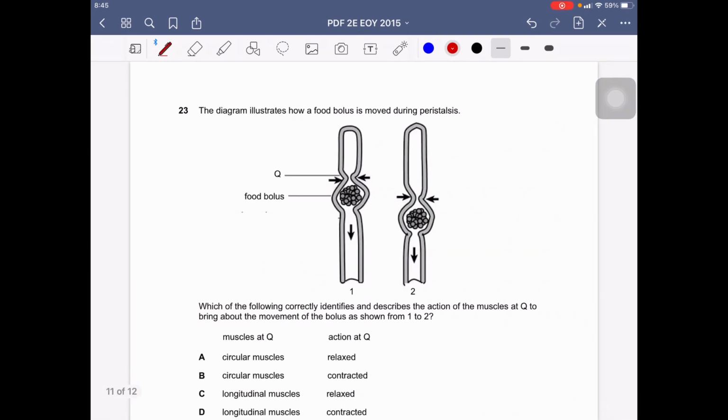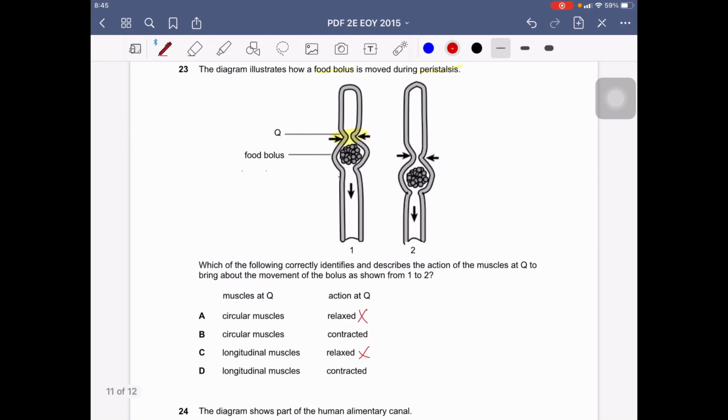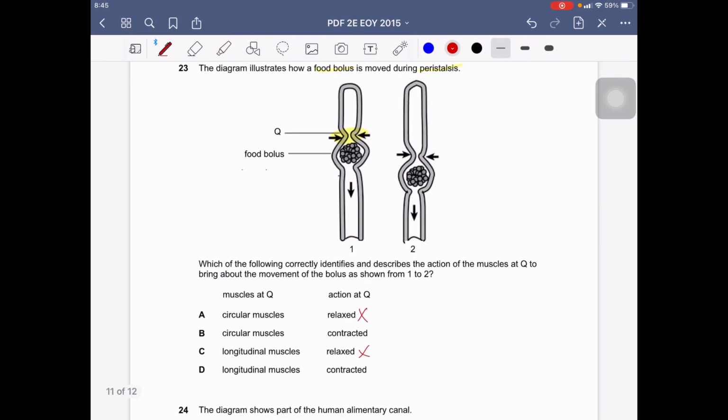Okay, looking at question 23. This is a factual question. You have the food bolus moving down through peristalsis. So, which of the following correctly identifies and describes the action of the muscle at Q? Now, this part is a contraction. So those that say relaxed are wrong, so it cannot be A and C already. And what type of muscle would it be? Well, this is a circular muscle. It's going around. So the answer must be B.